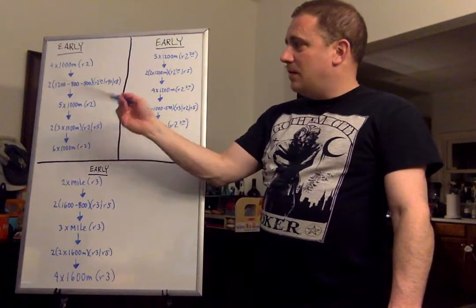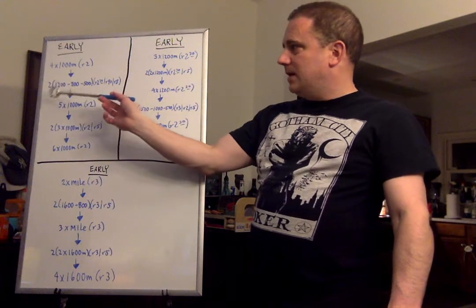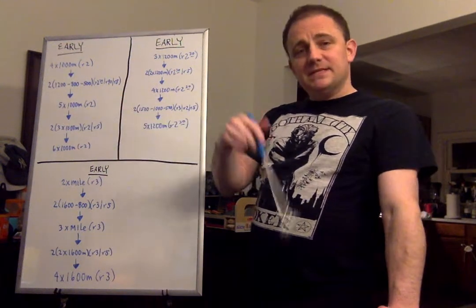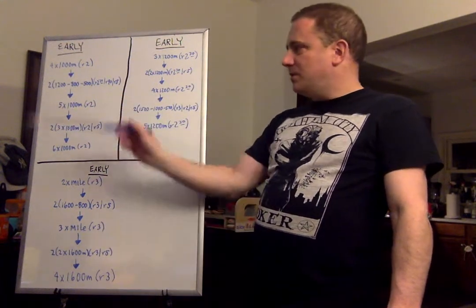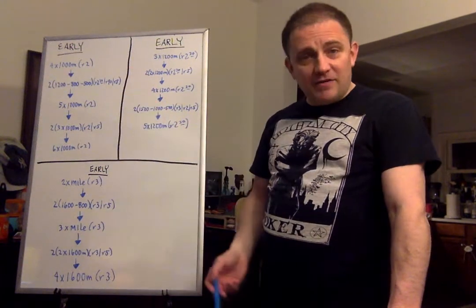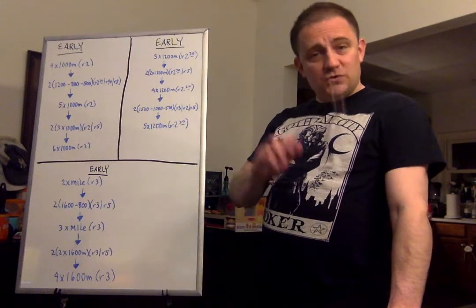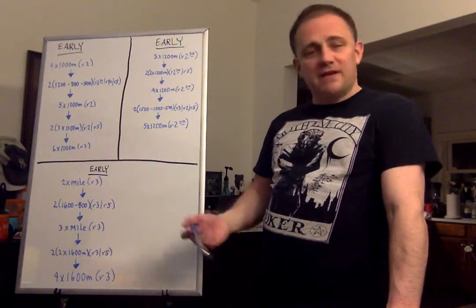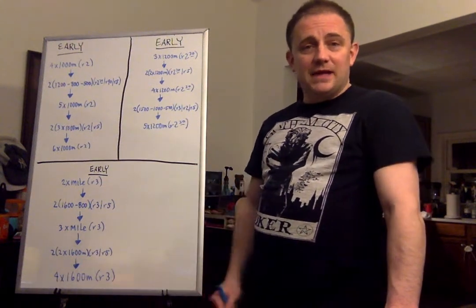Then we progress. Now, this is a little bit of a different one. We have an over distance and under distance, and then an acceleratory component. So the next workout would be 2 sets of 1,200, 800, 500. The 1,200 is the over distance, the 800 is the under distance, and the 500 simulates kicking at the end of a race.